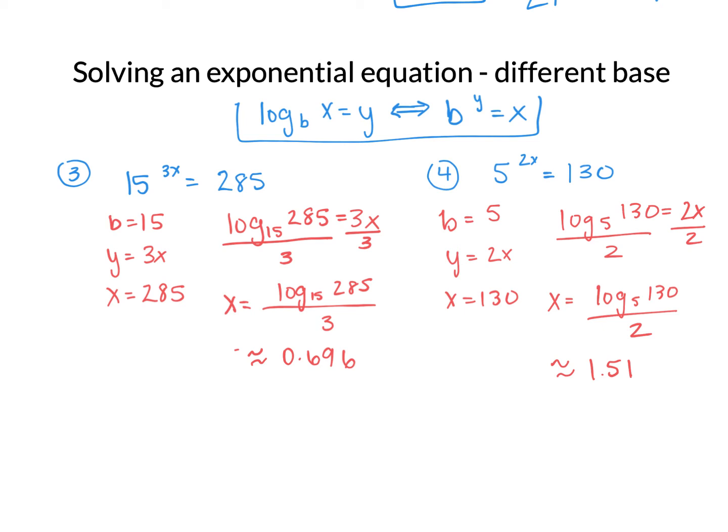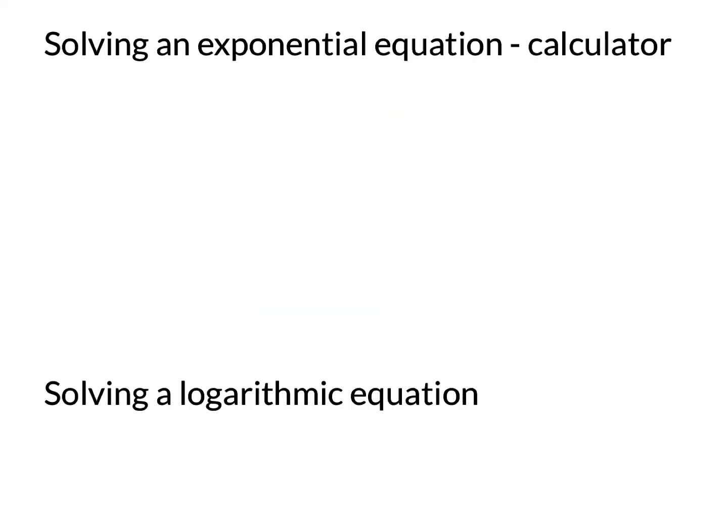Log base b of x. So we can also solve this by using our calculator. Let's say our example is 4 to the power of 3x equals 6,000. What I want you to do is set each of these as a y equals. So it's going to be y equals 4 to the power of 3x and y equals 6,000.